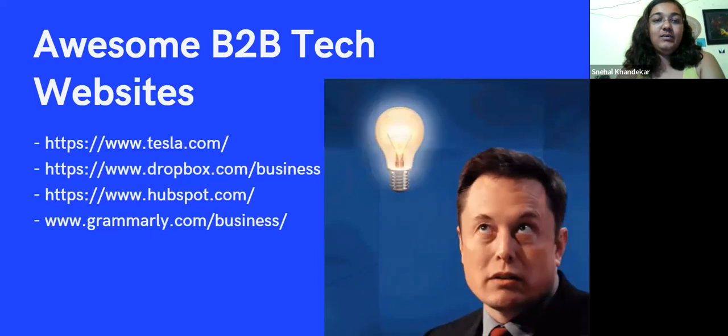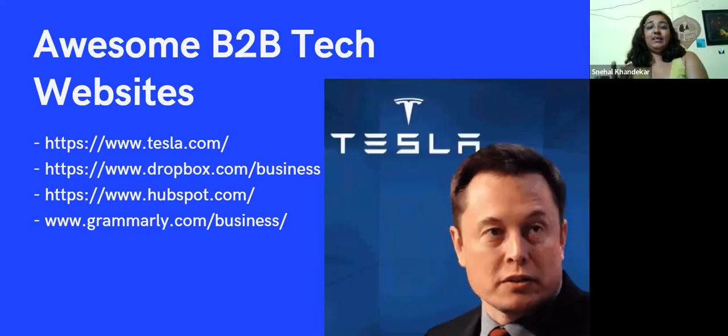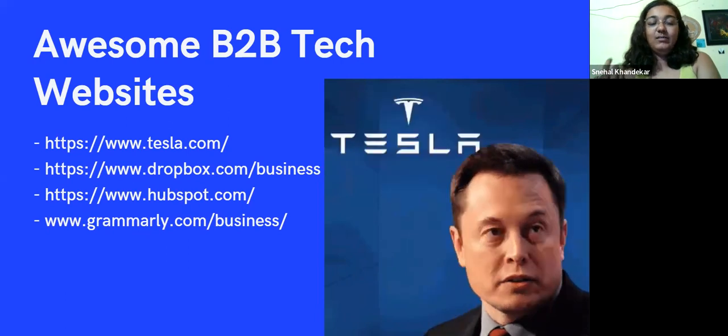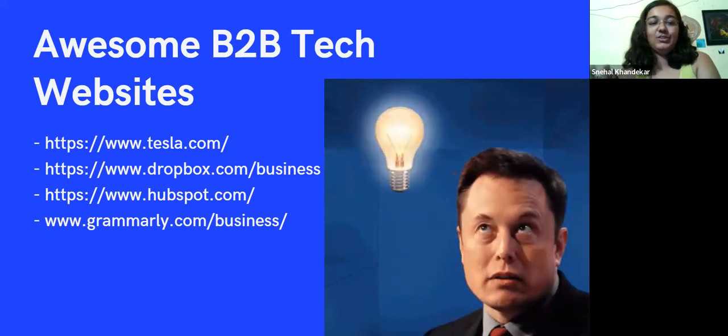Just to end this section, you guys can note down, these are, I feel, some of the best B2B tech websites. One is Tesla, obviously. Tesla is B2C as well as B2B. Then there is Dropbox, which is also B2B, B2C, I think. HubSpot is B2B, but you will find a lot of B2C type blogs also there. And then there's Grammarly, which is also both, actually. But you can go to the B2B sections of these websites. Since you're already familiar with these brands, you might want to start with these and then dive deeper into the lesser known ones.